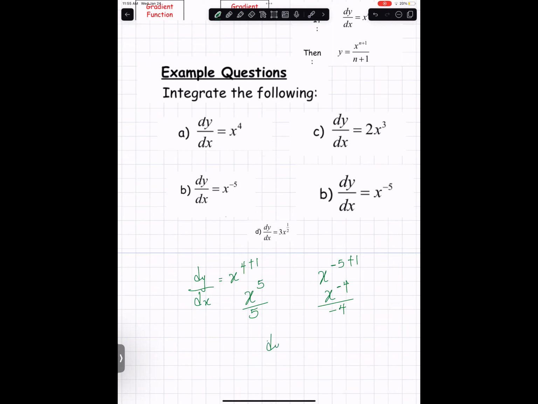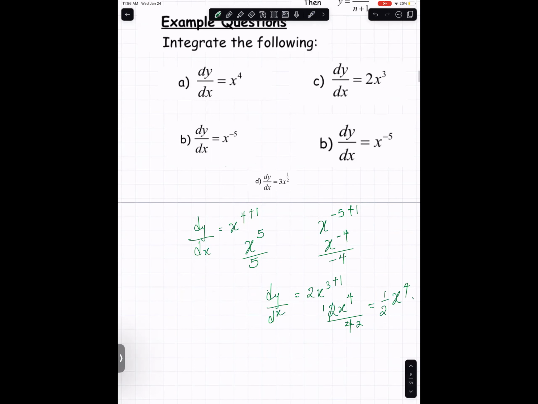Then we'll move to the other one, which has y dx equal to 2x cubed. So what do we do here? Add 1 to the power of x. It gives us 2x raised to the power of 4. Then divided by what? 4. Remember, you also divide whatever you have by the new power after adding. Then I have 1 here, I have 2 here, so we have 1 over 2 times x raised to the power of 4. So that is the integration for that.